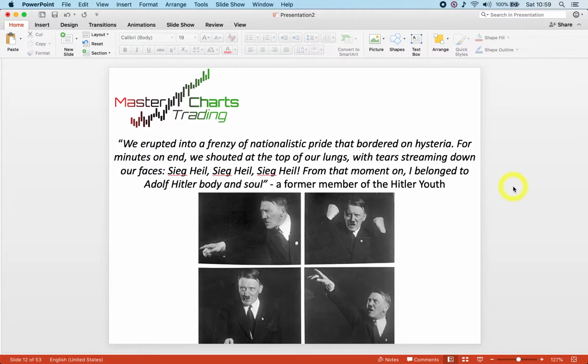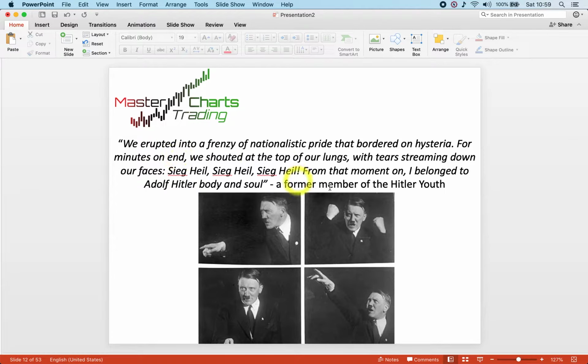He was a very charismatic speaker, and many people in Germany and actually around the world at that time followed his philosophy and sympathized with his philosophy. And so I'm going to just read this.